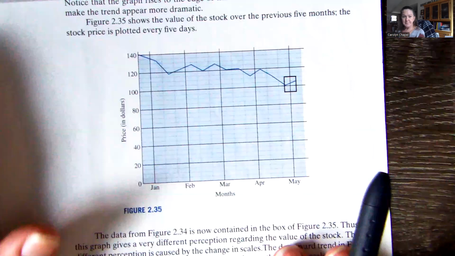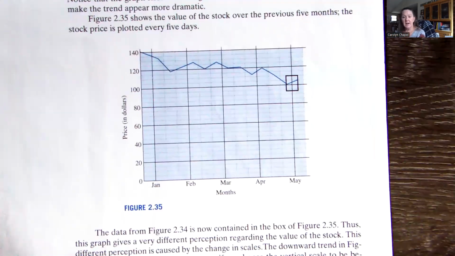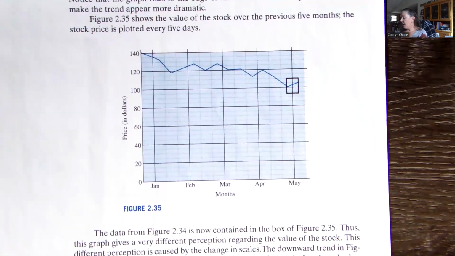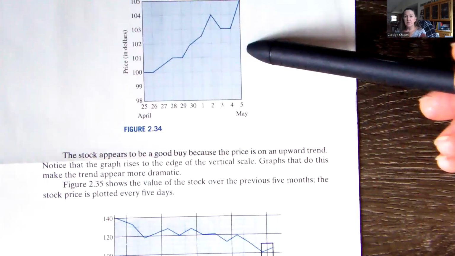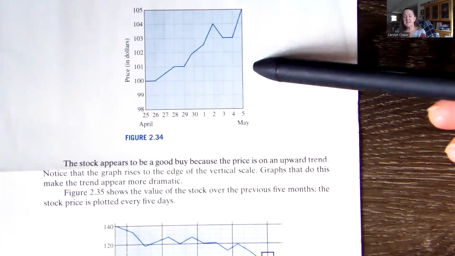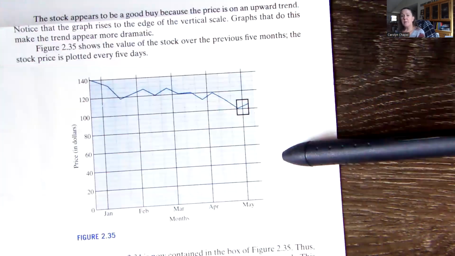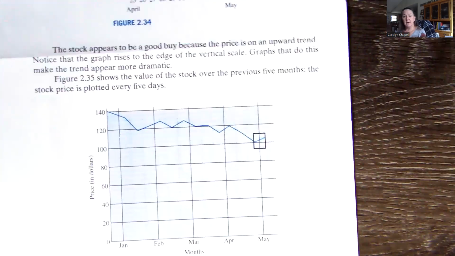However, if we look at the big picture, okay, we see that the overall trend for this stock is it's going down. What they've done is they took this box, this little piece here, and they just blew it up. So sometimes we have to remember we might not be seeing the entire picture, or we might not be seeing everything we need to see. So kind of be aware of that.